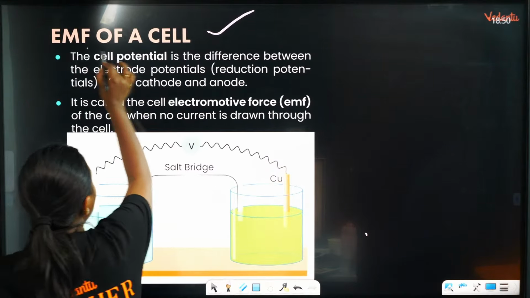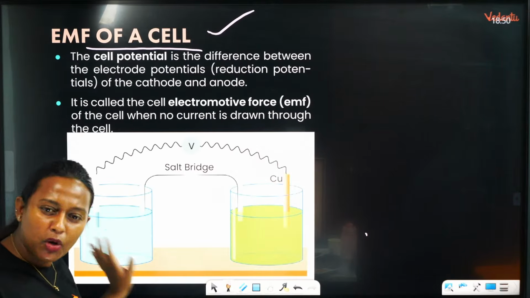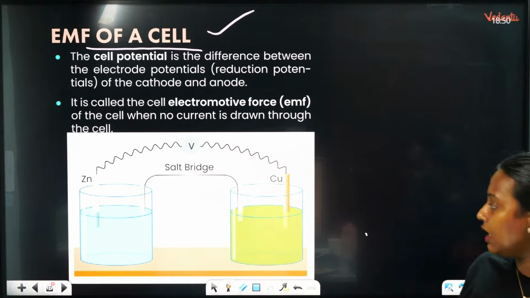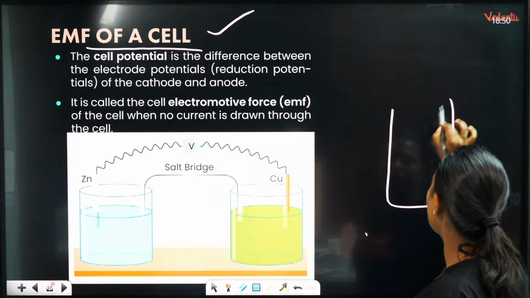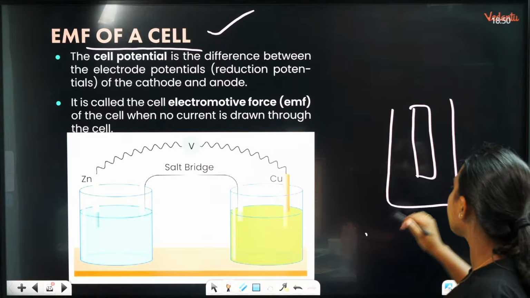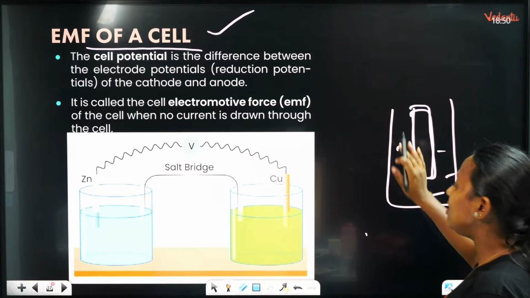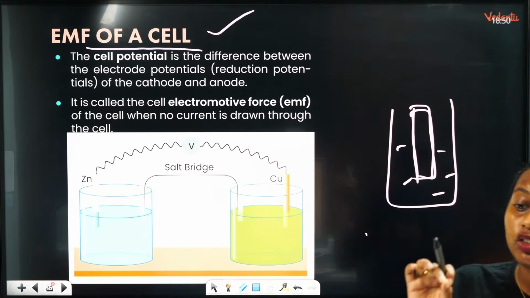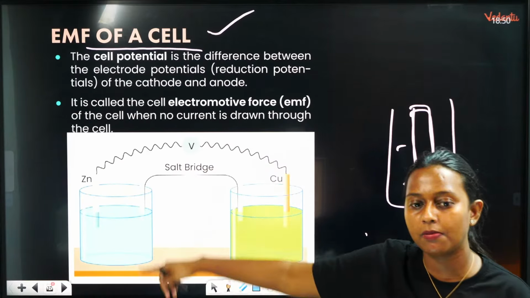So that is EMF of the cell. EMF of the cell means the potential of the cell. Electrode potential means, it is very simple, the potential difference between the electrode and the solution. Listen carefully. Electrode and electrolyte, that is actually electrode potential.